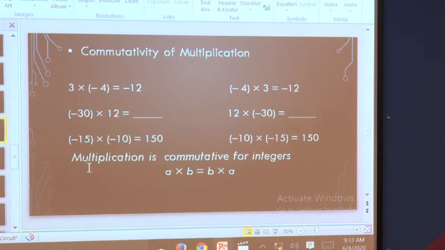So, at last we can say that multiplication is commutative for integers also. In short, we can say that A into B is equal to B into A. A may be a positive integer or negative integer, and B may be a positive integer or negative integer. When it is in product, the multiplication, the product will be the same.